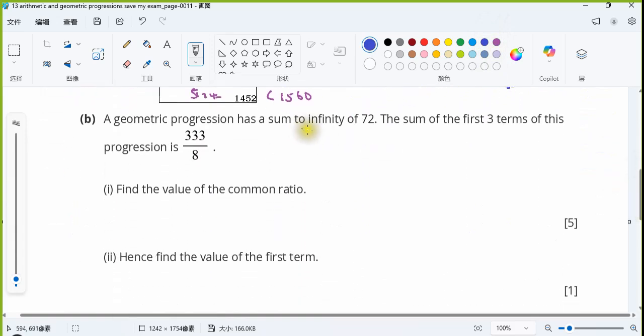B, we have a GP, and S infinity is 72. Sum of the first three terms is this. Okay, and then we want to find the value of the common ratio.